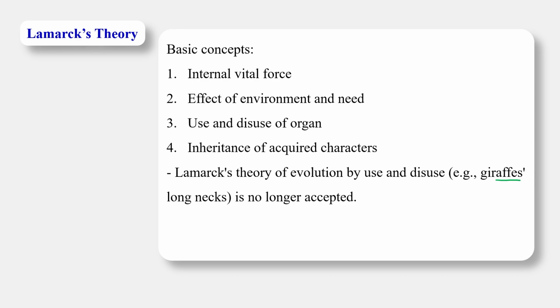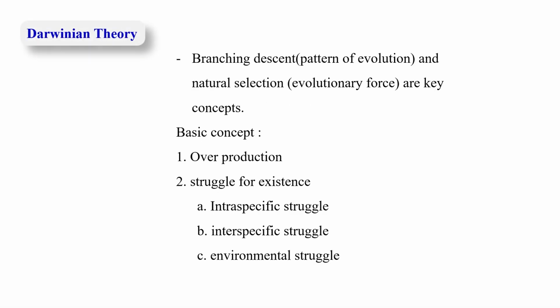One of the scientists of the same time frame continuously cut the tail of mice for several generations, to see whether the new generation, the progeny, would be born without tails, but it didn't happen. Similarly, some other experiments were also performed by various scientists. So his theory of use and disuse of organs is no longer accepted. So Lamarckian theory was not accepted.